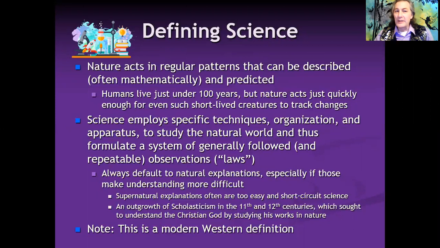So, key element, and we're going to see it over and over again in the class, always default to natural explanations if possible. This is a key element in science. When you have an unexplained phenomenon, an unexplained object, you can either go straight to the overboard explanation or you can have the prosaic natural one. We're going to see quite a few examples of this. In science, you want to go for the prosaic one. If it's a difficult explanation, actually that's kind of good. It means that you have something you yet need to understand. Supernatural explanations are often too easy and short-circuit science.